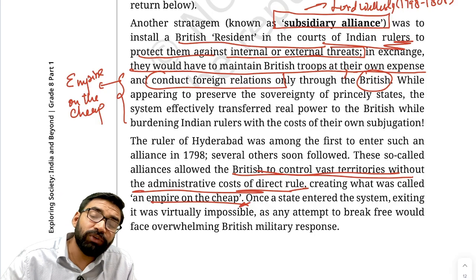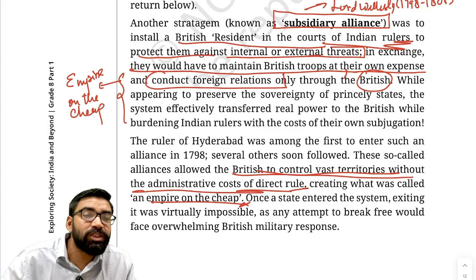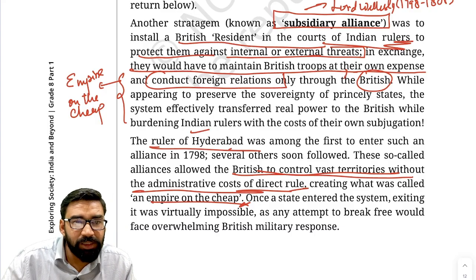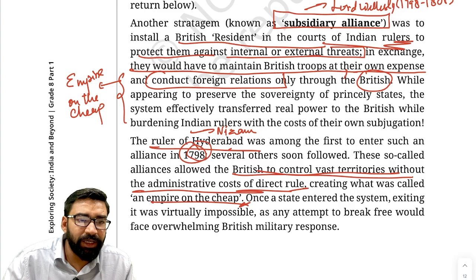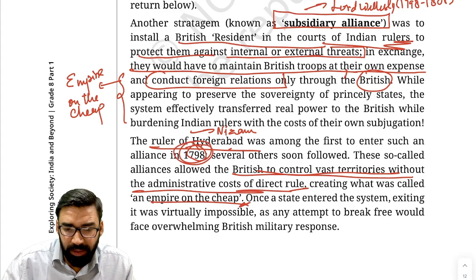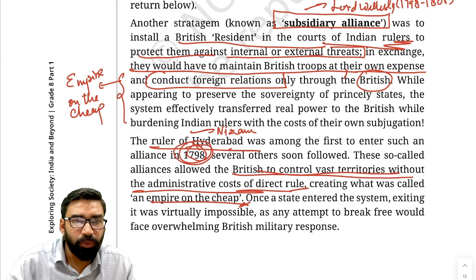Now, which was the first kingdom which entered into the subsidiary alliance? Ruler of Hyderabad, Nizam of Hyderabad. The Nizam of Hyderabad was the first state to enter into the subsidiary alliance with the British, in 1798. This is very important.